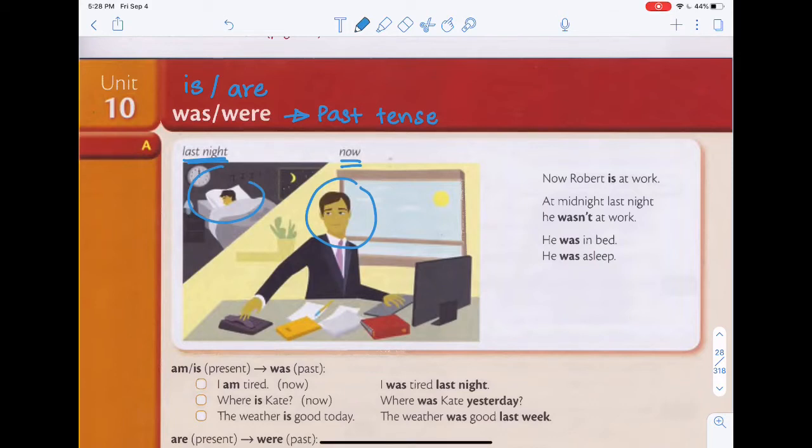So let's read the example. Now, Robert is at work. At midnight last night, he wasn't at work. He was in bed. He was asleep. Alright, so when you're talking about now, you will use is. But the moment you're talking about anything that was in the past, at midnight last night, which means it happened already, alright, last night, then you will use all past tense. So this is past tense, this is past tense, this is past tense. Alright? So at midnight last night, he wasn't at work. He was in bed. He was asleep.